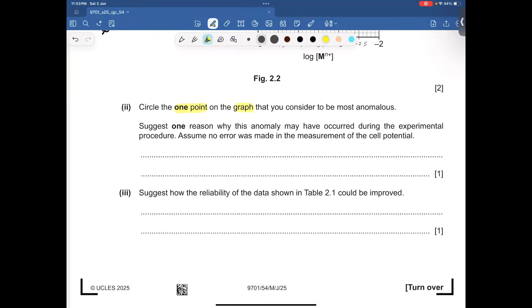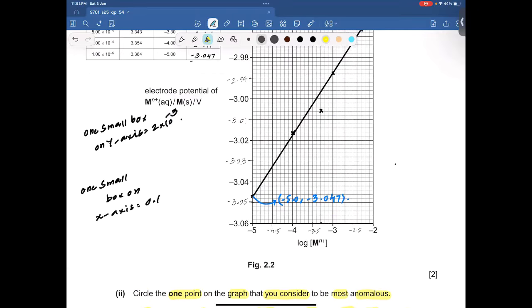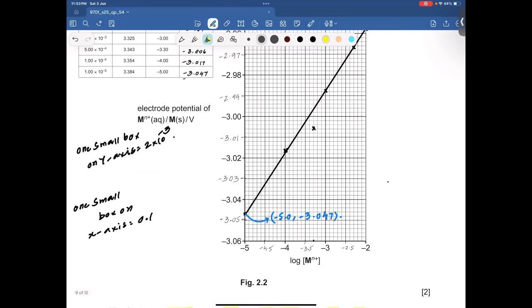Circle one point on the graph that you consider to be most anomalous. Suggest one reason why this anomaly may have occurred during the experimental procedure. Assume no error was made in the measurement of the cell potential. Okay. So the most anomalous point has to be this one. Isn't it? This one.